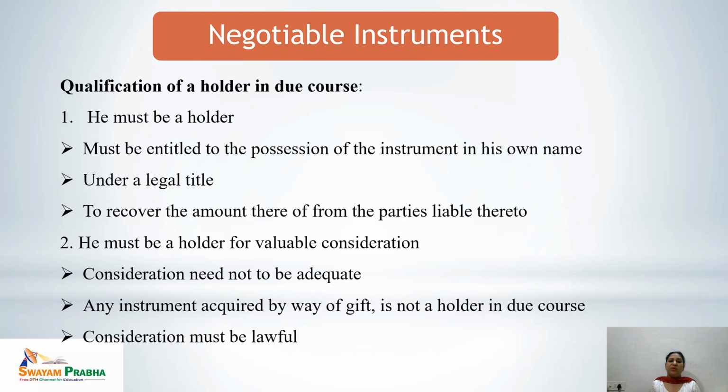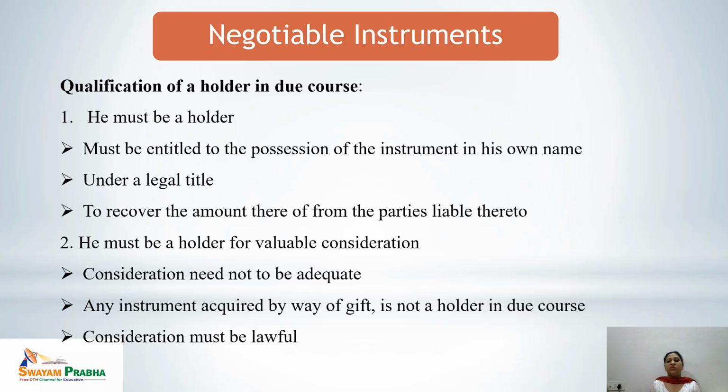And he must have got the legal title of that negotiable instrument, meaning he should be the legal owner of the negotiable instrument. And this transfer, this endorsement, must be done with the purpose to recover the amount from the parties liable to pay that particular amount mentioned in that negotiable instrument.